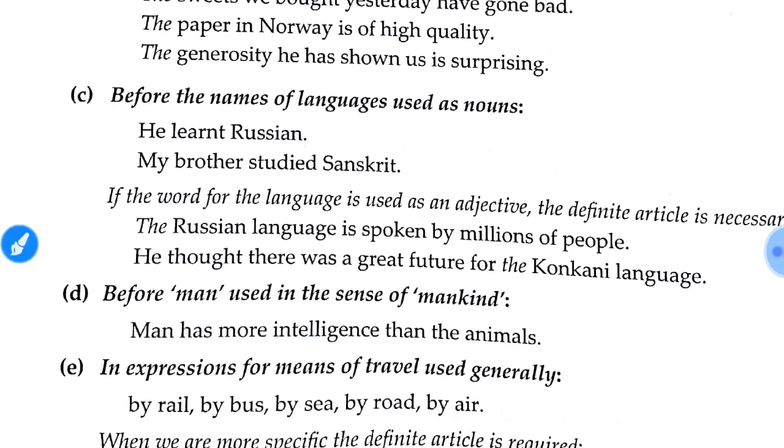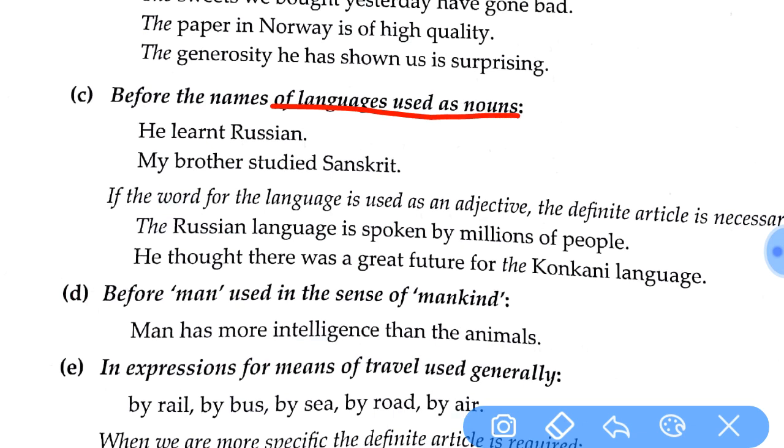Then thirdly, we have before the names of language used as nouns. He learns Russian. My brother studied Sanskrit. So we don't use along with it any article. Then before man, used in the sense of mankind. Man has more intelligence than the animals. So we don't use such kind of places any articles.